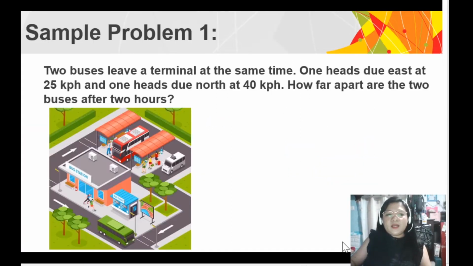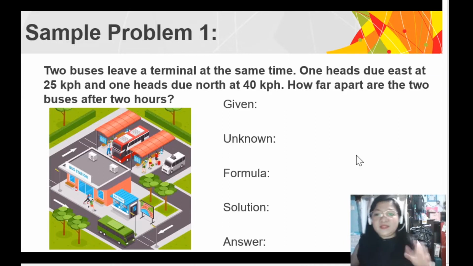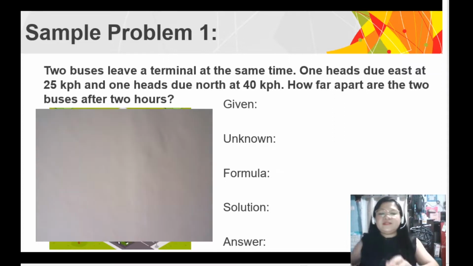First question. Two buses leave a terminal at the same time. One heads due east at 25 kilometers per hour and one heads due north at 40 kilometers per hour. How far apart are the two buses after 2 hours? Okay, so we will get the given, unknown, formula, solution, and answer. The best thing to do is draw a representation of our given.